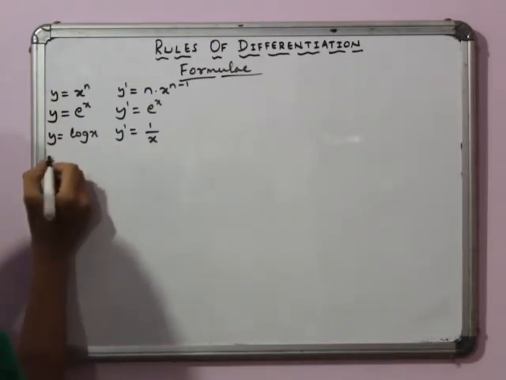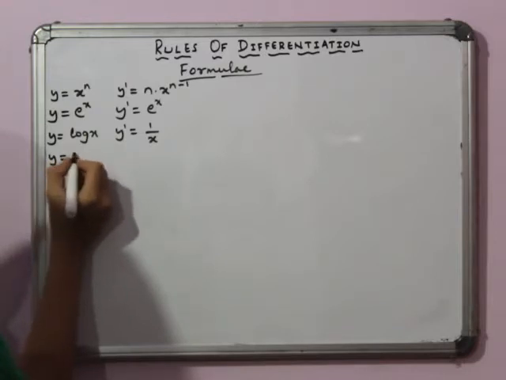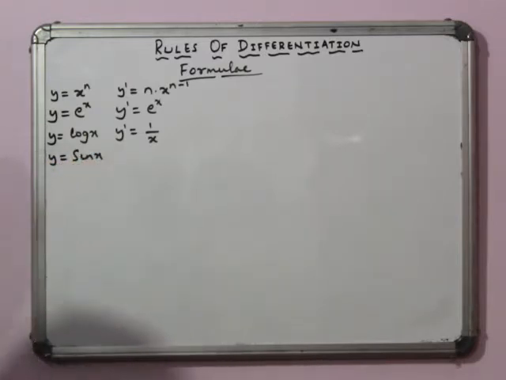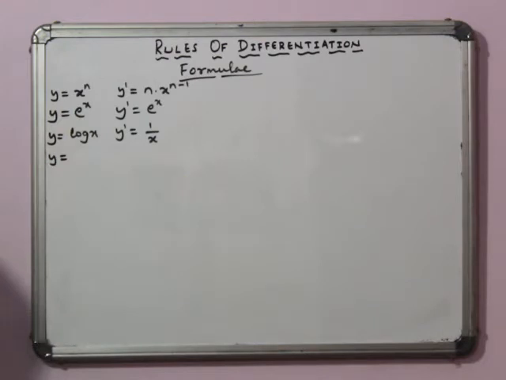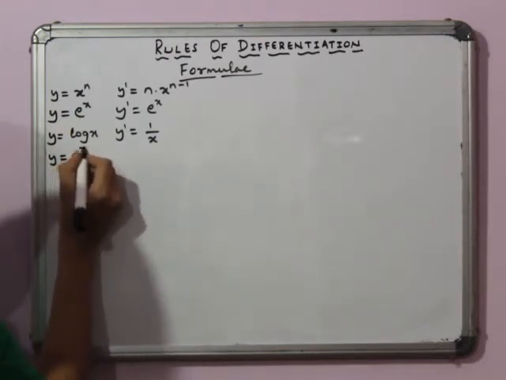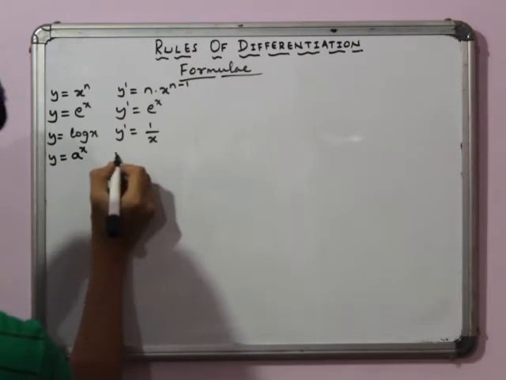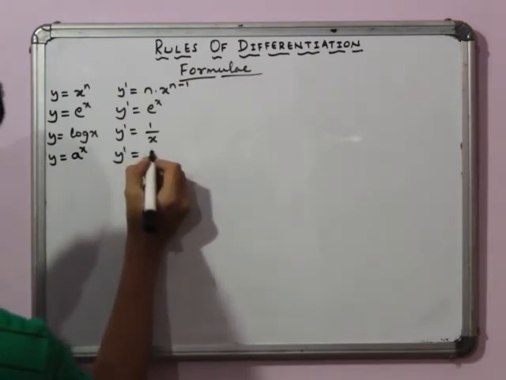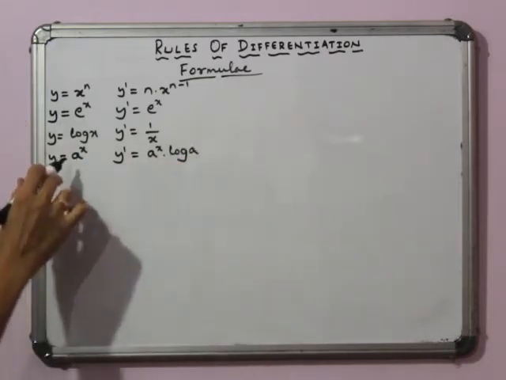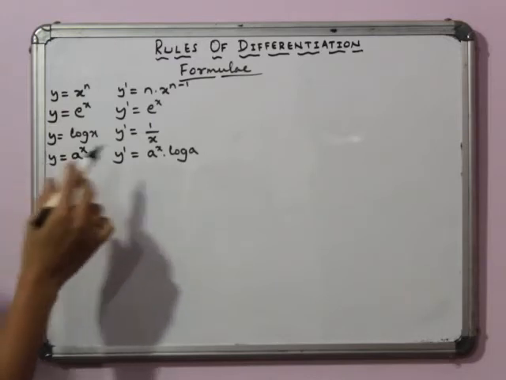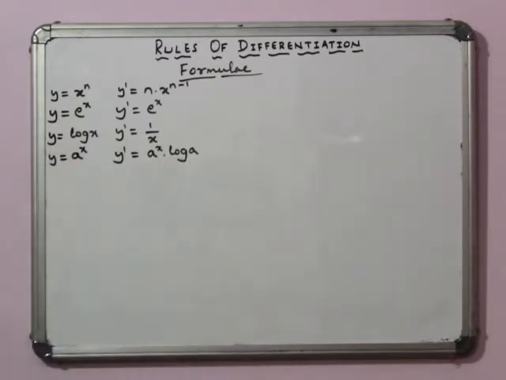Next we'll write trigonometric functions. If y is equal to sin x, okay, I forgot one more function. That is y is equal to a to the power of x. This is also an important thing. y dash is equal to a to the power of x into log a. If your given function is a to the power of x, the derivative of a to the power of x is a to the power of x into log a.